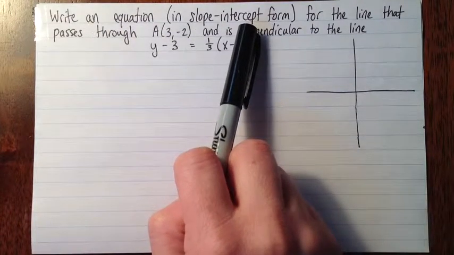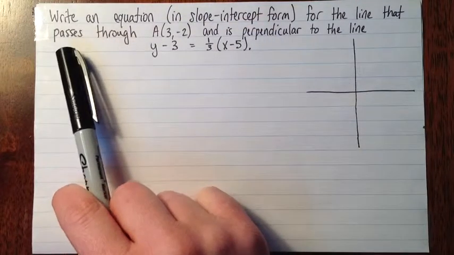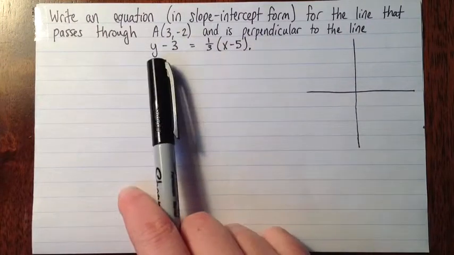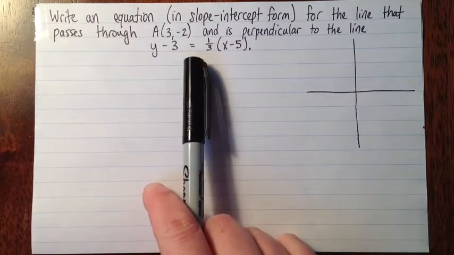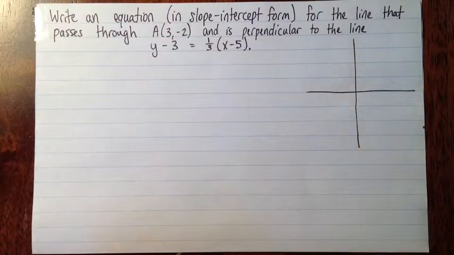So remember that's y equals mx plus b, and b is the y-intercept. So we need an equation that passes through (3, -2), and is perpendicular to y minus 3 equals a third times x minus 5.